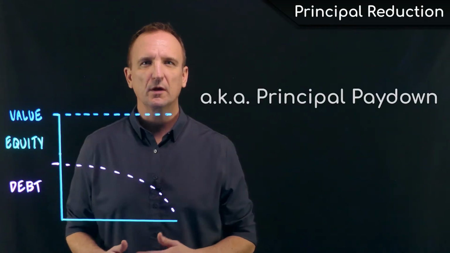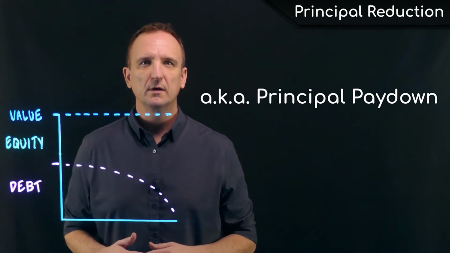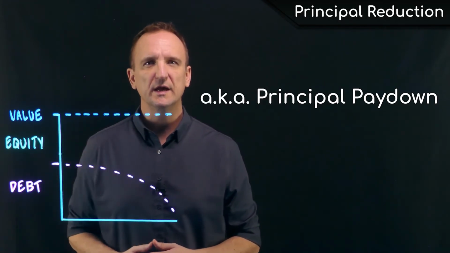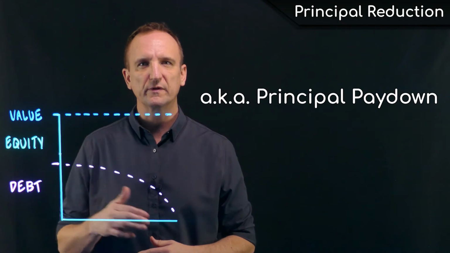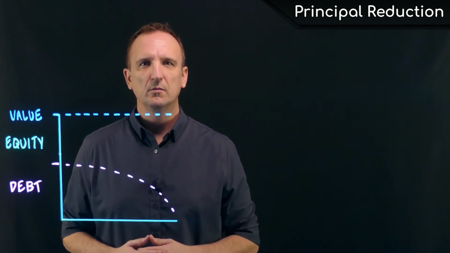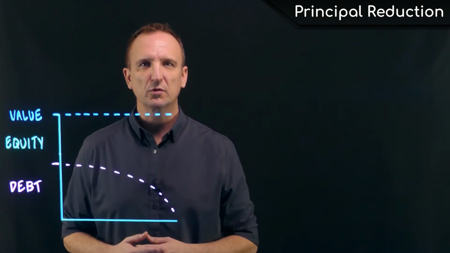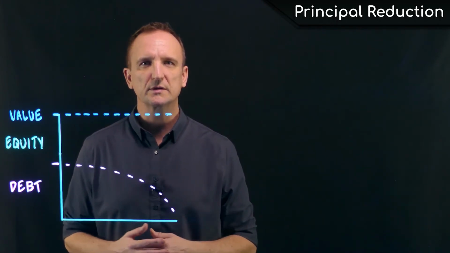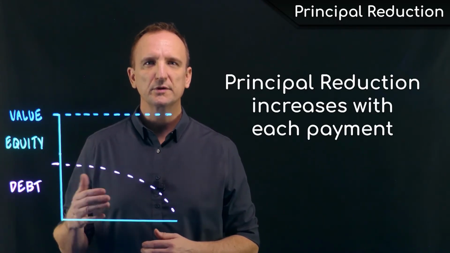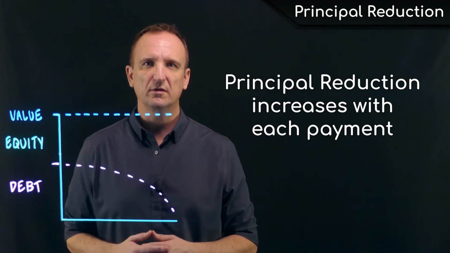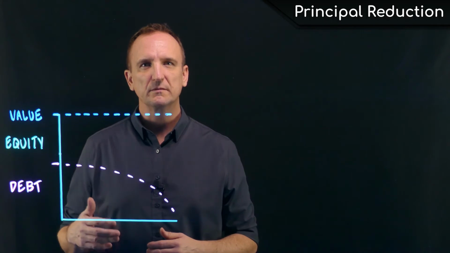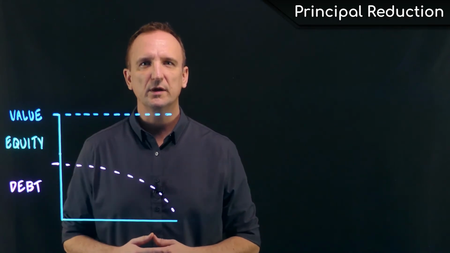Principal reduction, often called principal paydown, is the paying down of the principal amount of the debt or the loan balance over time. When a loan is amortizing, in other words, principal and interest are both being paid with the payments, the amount of principal reduction increases with each payment. Over time, the principal reduction increases the amount of equity in the property.